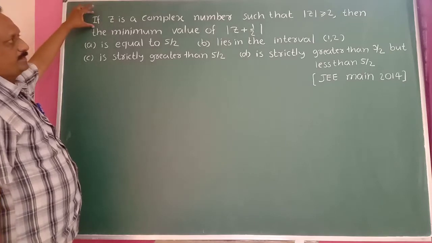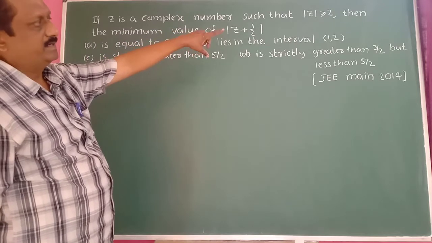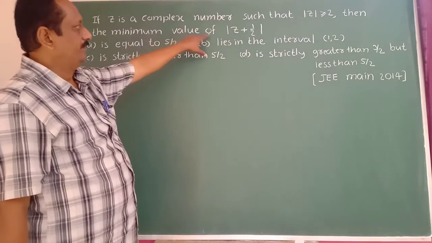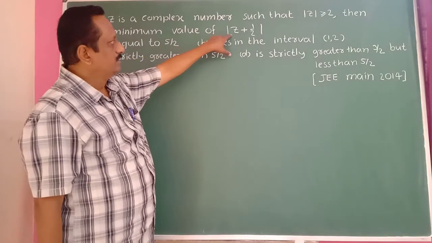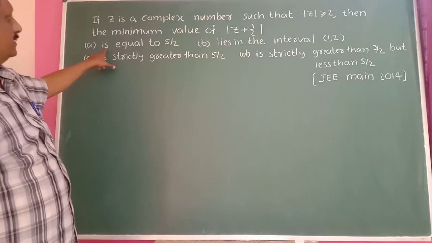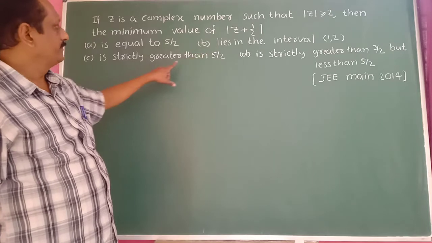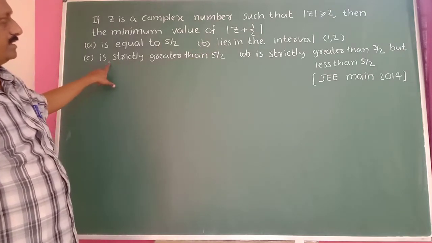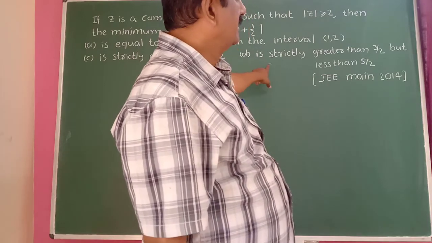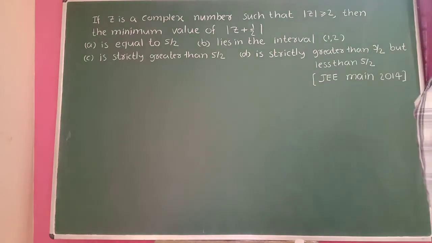Z is a complex number such that modulus of Z is greater than or equal to 2, then the minimum value of modulus of Z plus 1 upon 2 is what here? Four options are there. Is equal to 5 by 2, lies in the interval 1 comma 2, is strictly greater than 5 by 2, and the fourth option is strictly greater than 3 by 2 but less than 5 divided by 2. Okay.